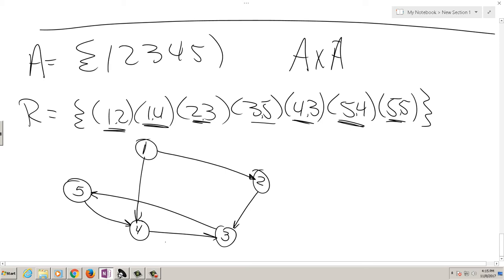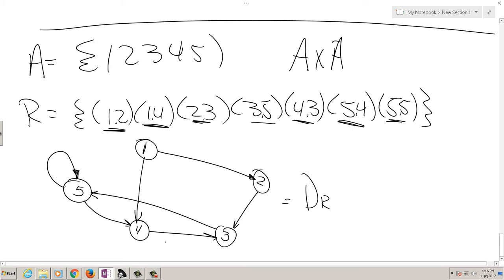How in the world am I going to get 5 to 5? So it's going to be an arrow that loops back in on itself. So this is the digraph of the relation R.